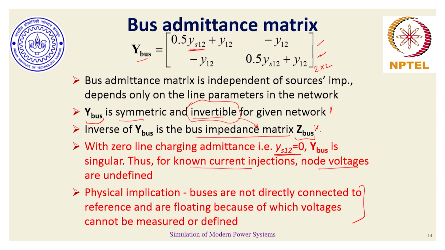Essentially, if I equals Y bus into V, then V equals Z bus into I. For a given network, if this inversion or factorization is not possible, even if we know the currents, the voltages cannot be known, and that is the implication we have here.